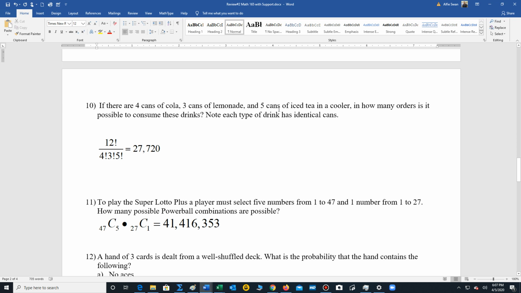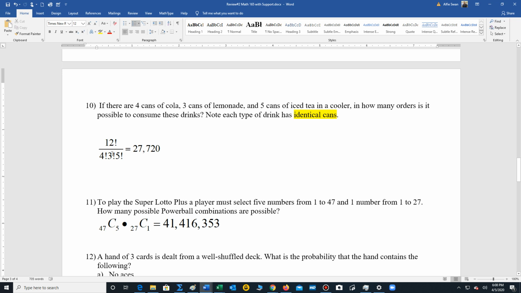If there are 4 cans of cola, 3 cans of lemonade, and 5 cans of iced tea in the cooler, in how many orders is it possible to consume these drinks? Here we have our keyword identical. That means we have repetitions with permutations. So we count up the number of cans, there's 12, and we take 12 factorial. If each can were different, that would be our answer.